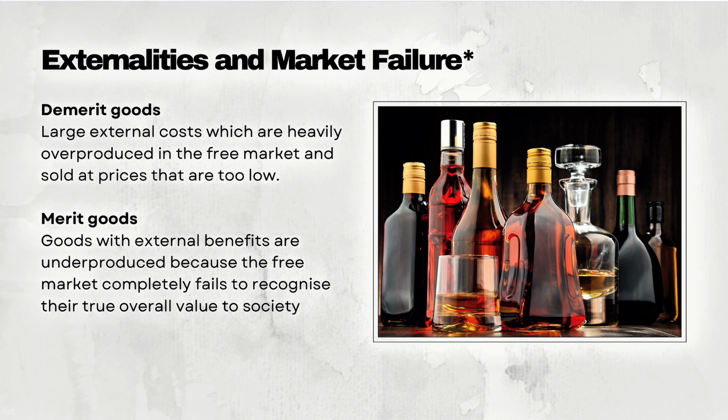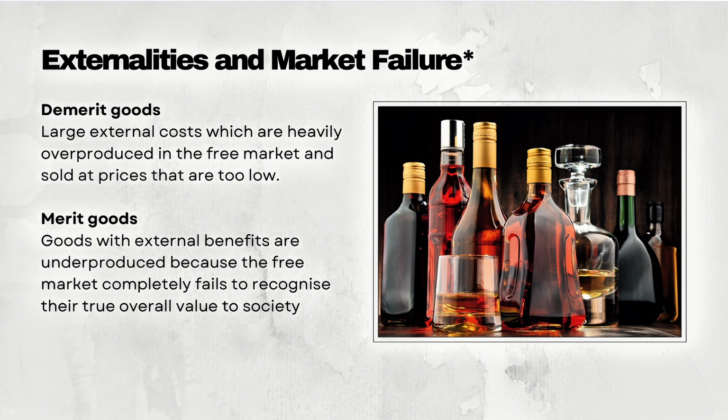I've marked this section with an asterisk as these two key terms do not belong in this part of the syllabus. In the case of demerit goods, these have large external costs and are heavily overproduced in the free market and sold at prices that are way too low. Some examples of demerit goods are tobacco, alcohol, sugary drinks, gambling, drugs, coal-fired power, single-use plastics, chemical fertilizers, and intensive factory farming. All of these goods are bad for society.